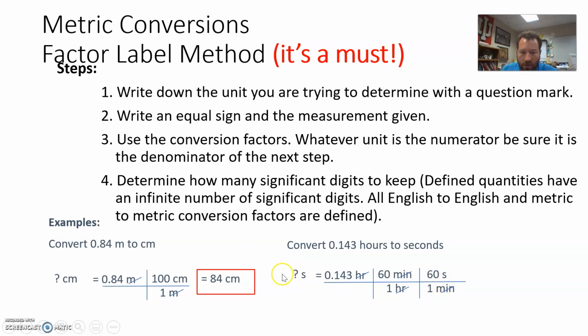Here's that huge advantage of starting off your problem with a question mark, the units that I'm looking for. I'm looking for seconds. I have seconds. Everything else is canceled out. We're where we need to be. Now it's just a matter of doing the calculation. So I plug in 0.143 times 60 divided by 1 times 60 divided by 1. I always multiply across the top, divide out the bottom.